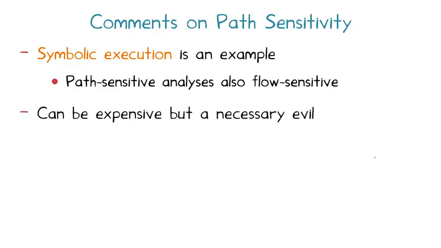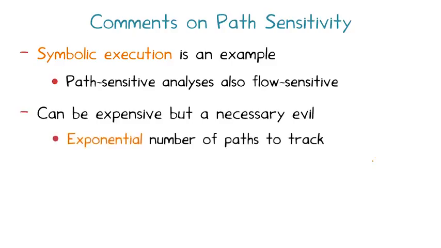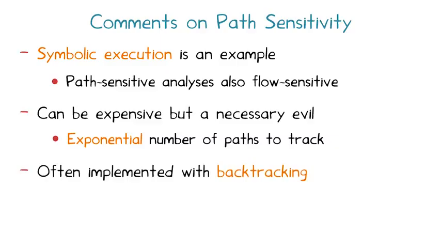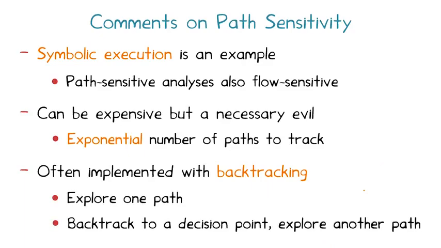As you might imagine, keeping track of these different execution paths can be quite expensive. In the general case, there can be an exponential number of paths to track compared to the number of statements in the program. But this complexity appears to be a necessary evil in many different applications. Path-sensitive analyses are often performed using backtracking instead of explicitly merging environments together. A single path is explored until termination, and then the analysis backtracks to a decision point before exploring another path. This allows clients to prioritize the exploration of paths that are potentially more interesting than others. For instance, in the case of a bug-finding tool, paths that are more likely to expose a bug.